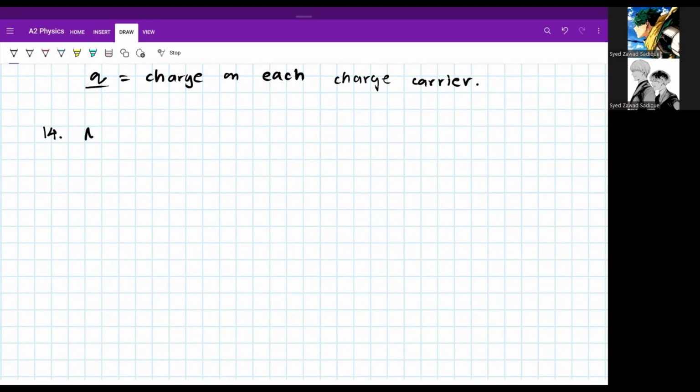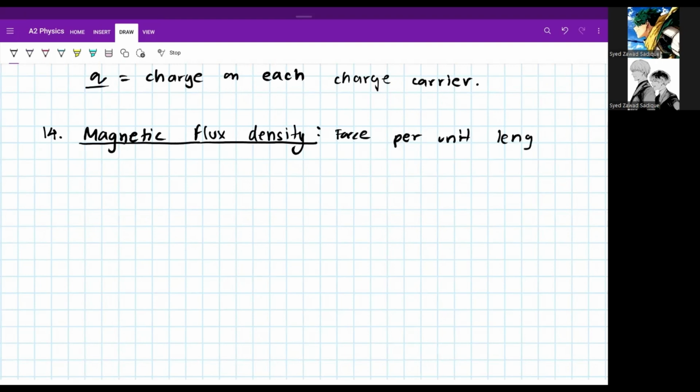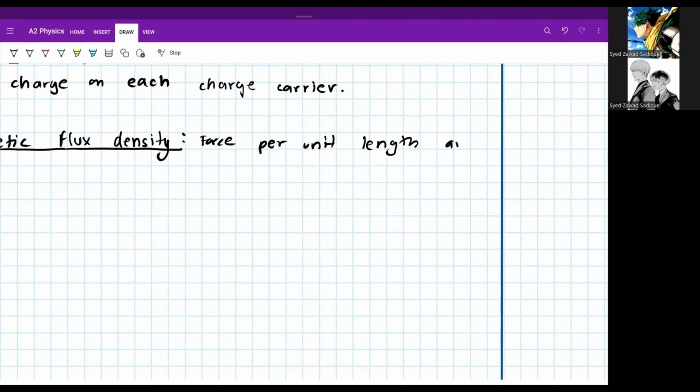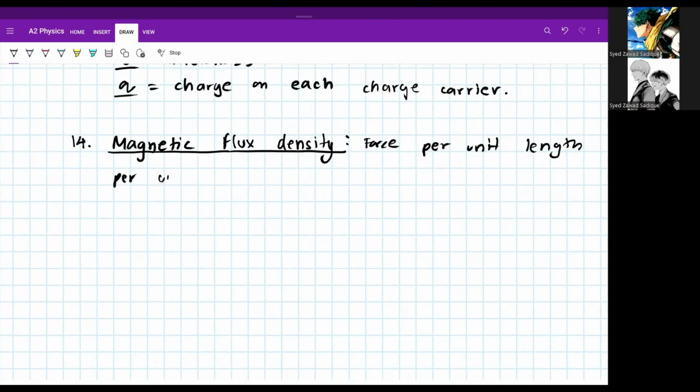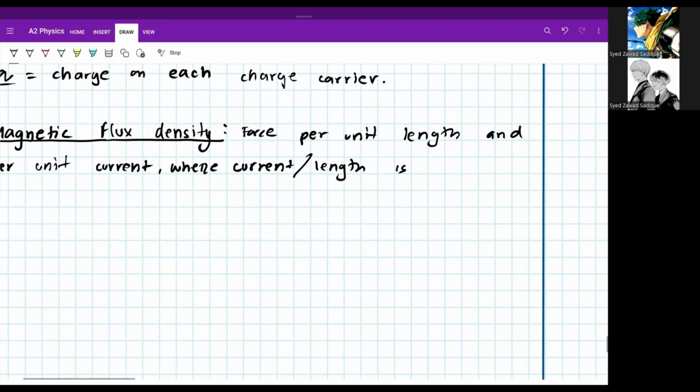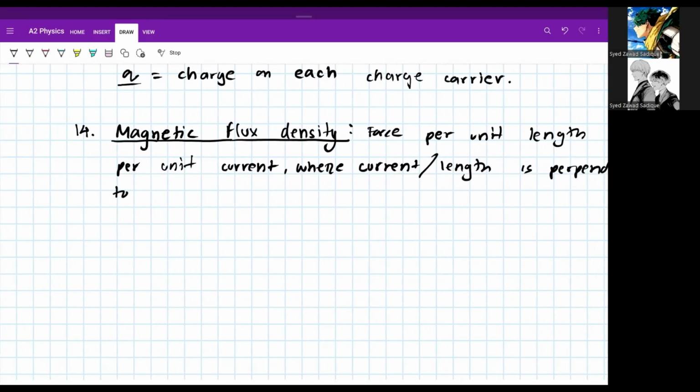14. Magnetic flux density. This is force per unit length and per unit current, where current/length is perpendicular to magnetic field.